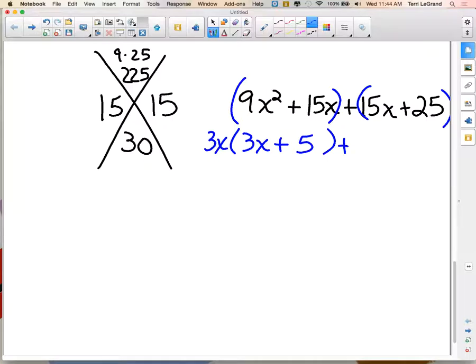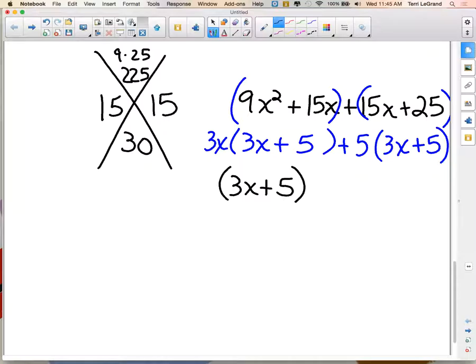Abby, what is the GCF of the second group? 5. Good. And the resulting factor of that group is? Kelvin. 3x plus 5. Okay. Do we have matching factors? Awesome. Okay, so our factored name for this is 3x plus 5. So that's this one. And then there's another 3x plus 5.